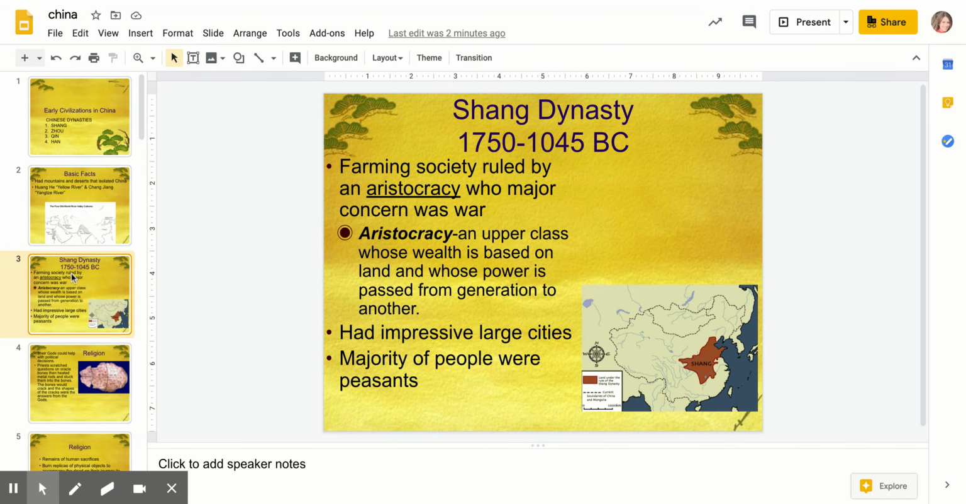So the first dynasty we're going to talk about is the Shang dynasty, and it kicks off the creation of a civilization in China because there were very, very large cities, and it was broken up into a social structure. This is the first time you're going to hear the word aristocrat, and it's a word that you have to know from now until the end.